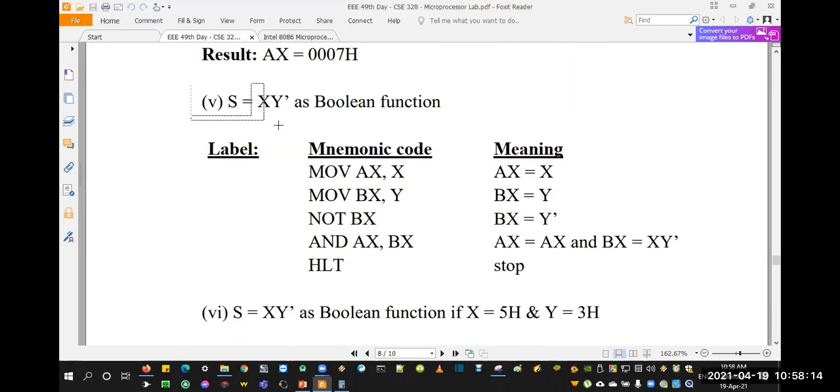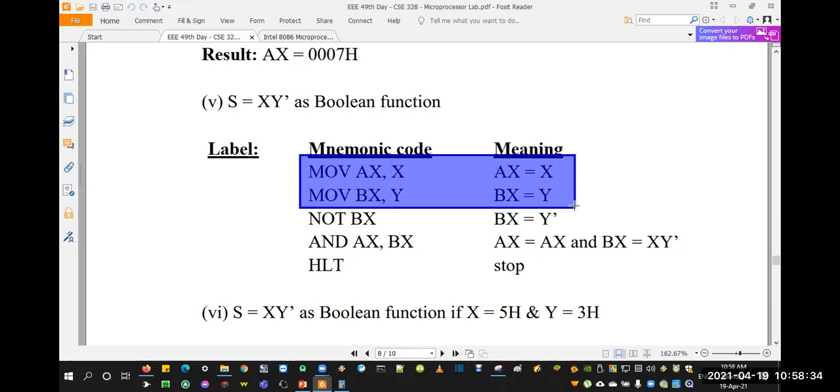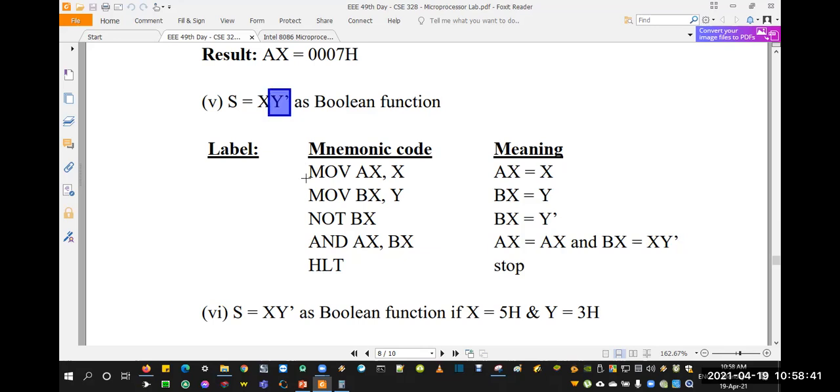Now we are moving to another example, like S equals to xy bar. What does this mean? xy bar means x is normal and y is inverted, which means x y not. So how can we calculate that? At first, we have to load the values of x and y into the registers. Then, as we are seeing here, we have to invert, or NOT, the y.